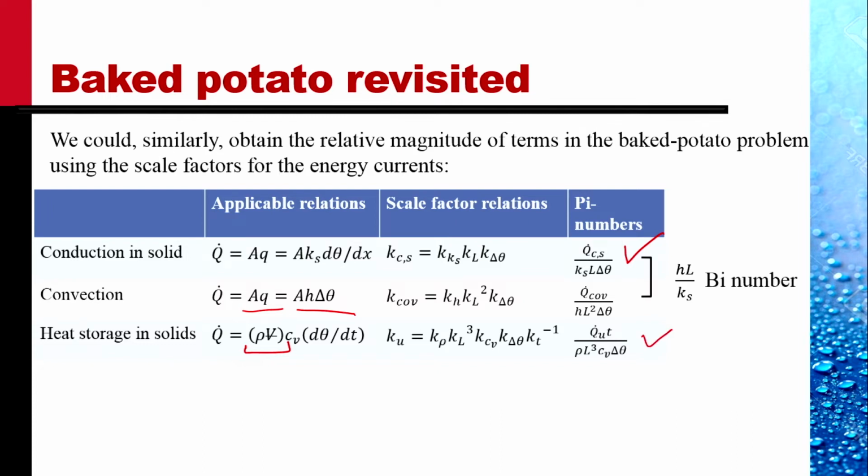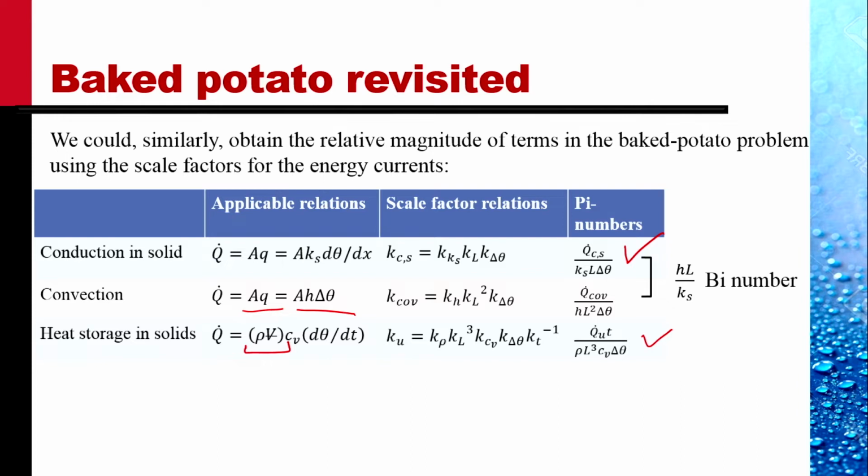From the first two, we get this pi number, and this hL by Ks now can be seen as the ratio of the convective flux divided by the conductive flux in solid.